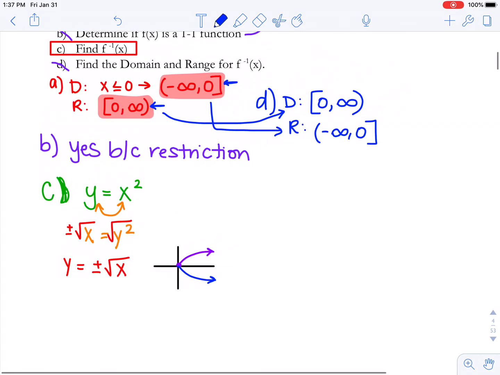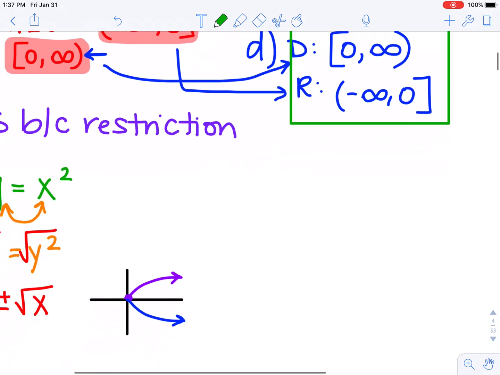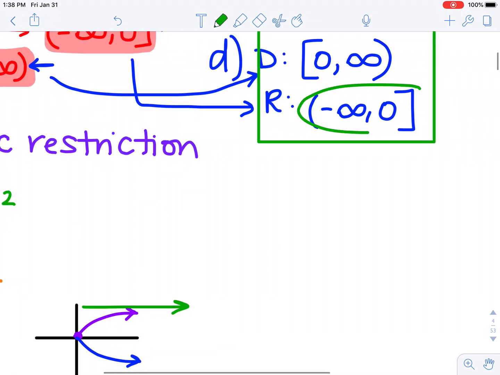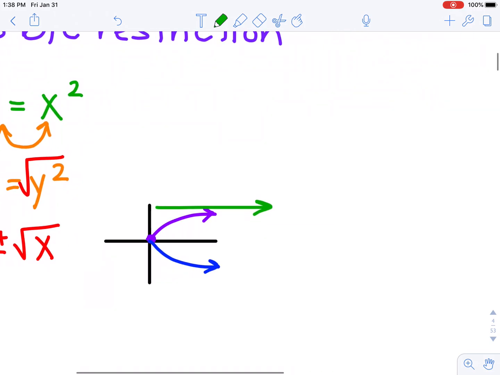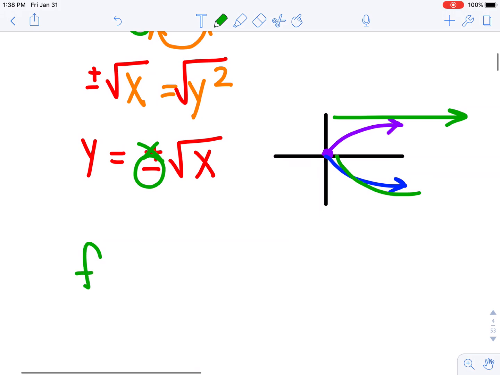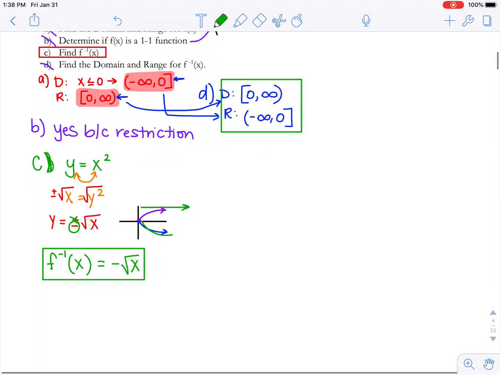Well, what we're going to do is look back at my inverse domain and range, because this is the domain and range of my answer. Okay, so the domain needs to be from 0 to infinity. Well, both of these are 0 to infinity, so right now that doesn't help me. What about the range? The range needs to be from negative infinity to 0. Well, the purple one is 0 going up to infinity. It's the blue one that's negative infinity up to 0. So it's actually the negative root x. That's my final answer. So my final answer, we're going to use the correct notation. F inverse of x is negative root x. So now I've done all of the parts A, B, C, and D.